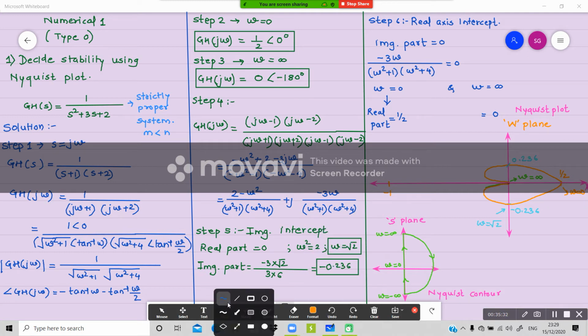So what this is telling you is that encirclement is equal to 0. P is equal to 0, because it is very well understood over here, S is equal to -1, S is equal to -2. OLTF poles, both are not lying in RHP, so P is equal to 0, and because of that you have Z equal to 0, which is telling you the CLTF poles in RHP are 0, and your system is stable.